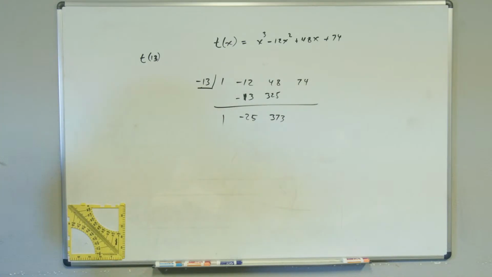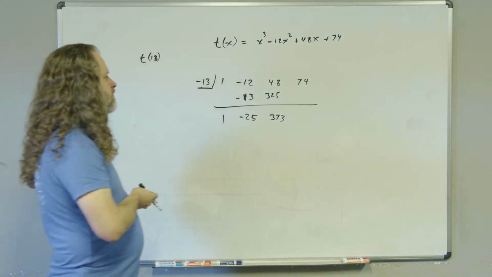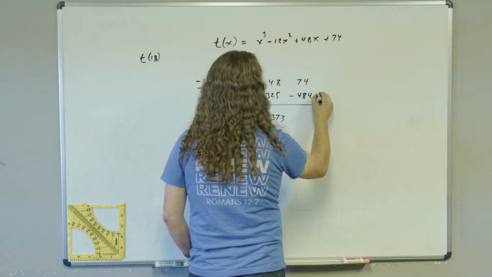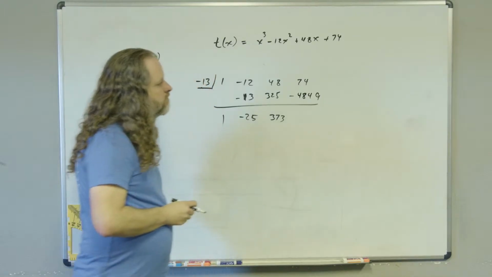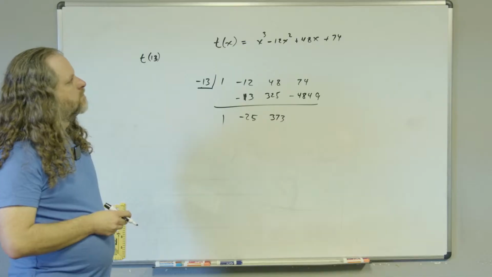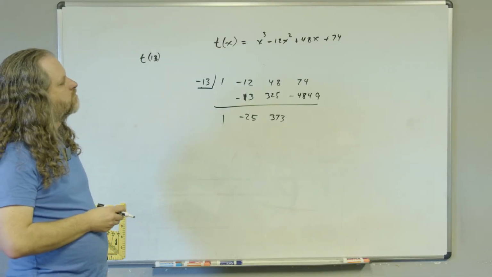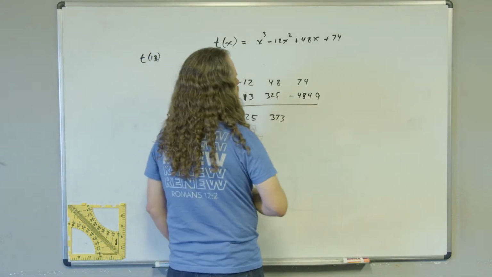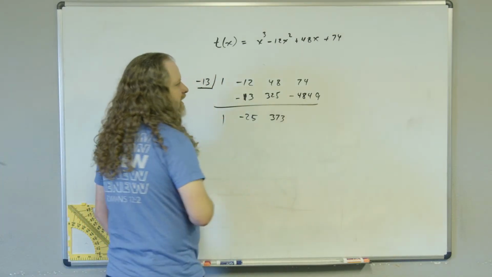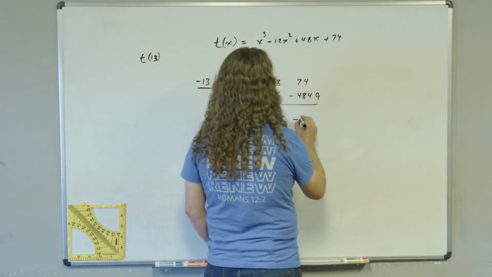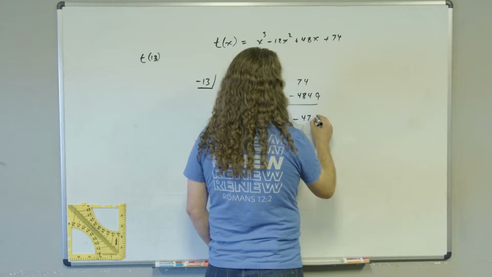Negative 4,849. I should check that. No, for the next one, it's going to be negative something. Negative 4,775. Then add the 74.